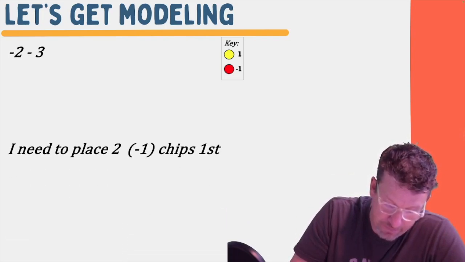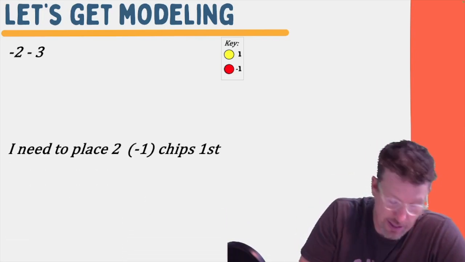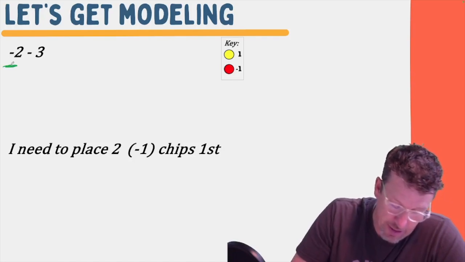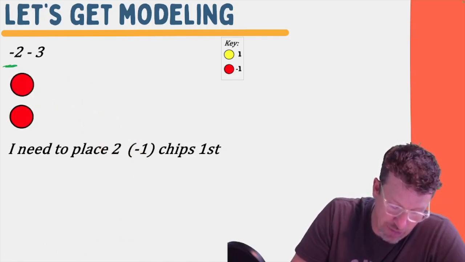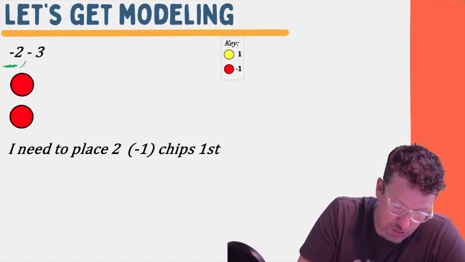What do we do first? I need to place 2 -1 chips. 2 negative chips there. So here they come. Boom. And I'm going to subtract a positive 3.